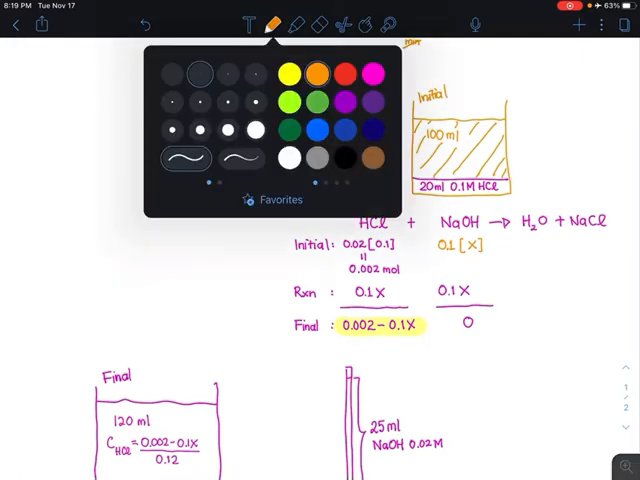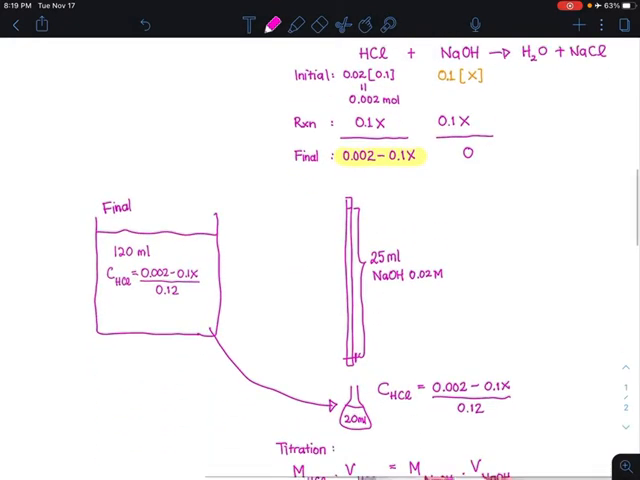Okay, so now from this 120 milliliter solution, I will take 20 milliliter and put it inside this volumetric flask. When I take 20 milliliter out of this 120 milliliter, the concentration remains the same, because there's no addition, there's no dilution, we are just taking some part of the solution out of this 120 milliliter. So the concentration in this flask is the same as the concentration in this big container.